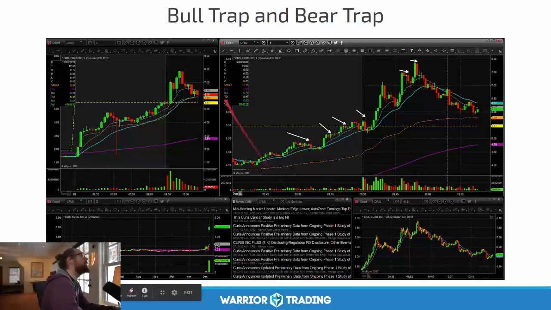This is another one here, CRIS, false breakout right there. Another little false breakout right here, another one right here, another one right up there. So several false breakouts in a row on this, little bull traps. These probably, hopefully wouldn't have caught us too badly, but they're not great.